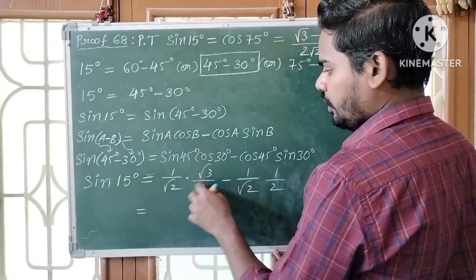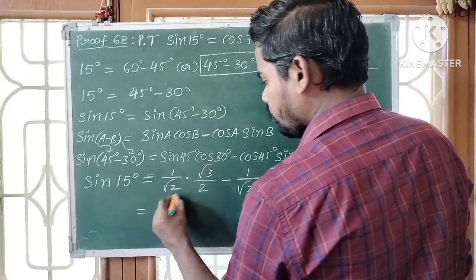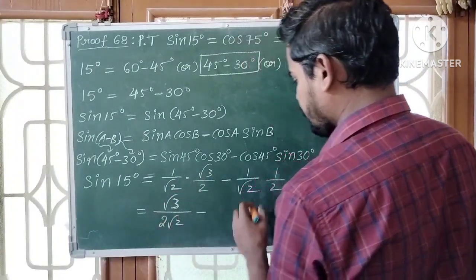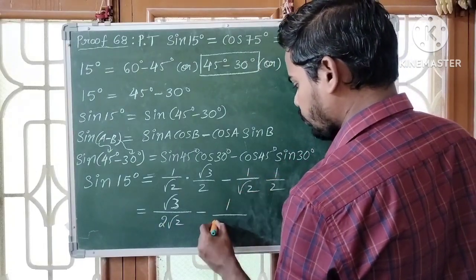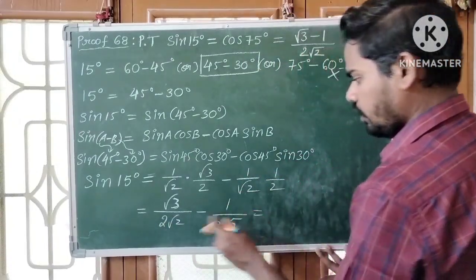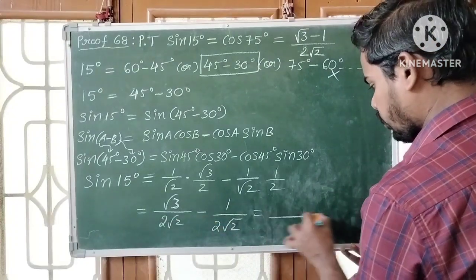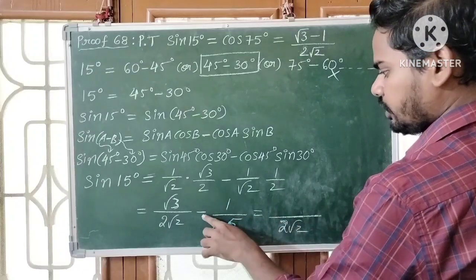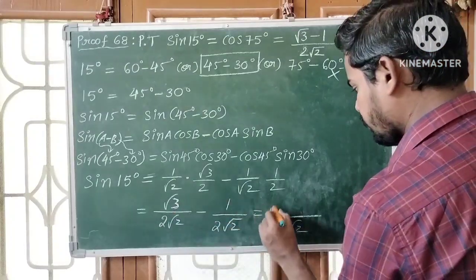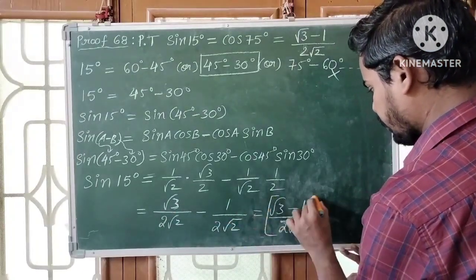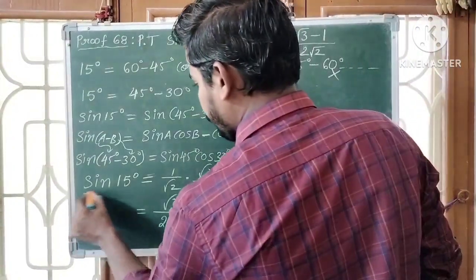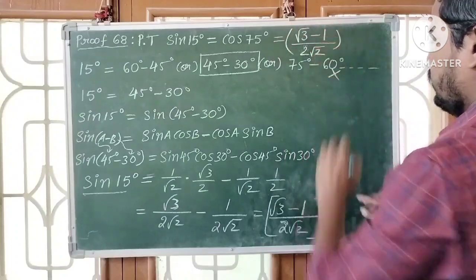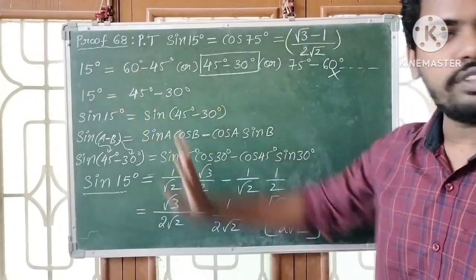So multiply numerators and denominators. 1 into root 3, root 3, by product of denominators, 2 root 2, minus 1 into 1, 1, by 2 into root 2, 2 root 2. Here the denominators are the same, right? Common denominator 2 root 2. Now subtract. So here we have the subtraction symbol. Now subtract numerators: root 3 minus 1. Therefore, sin 15 degrees is equal to (root 3 minus 1) by 2 root 2. So this is the value of sin 15 degrees.